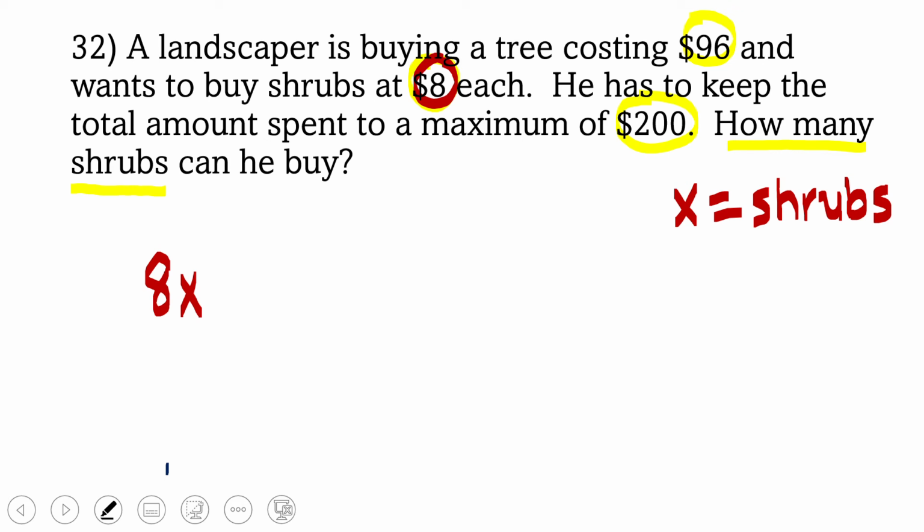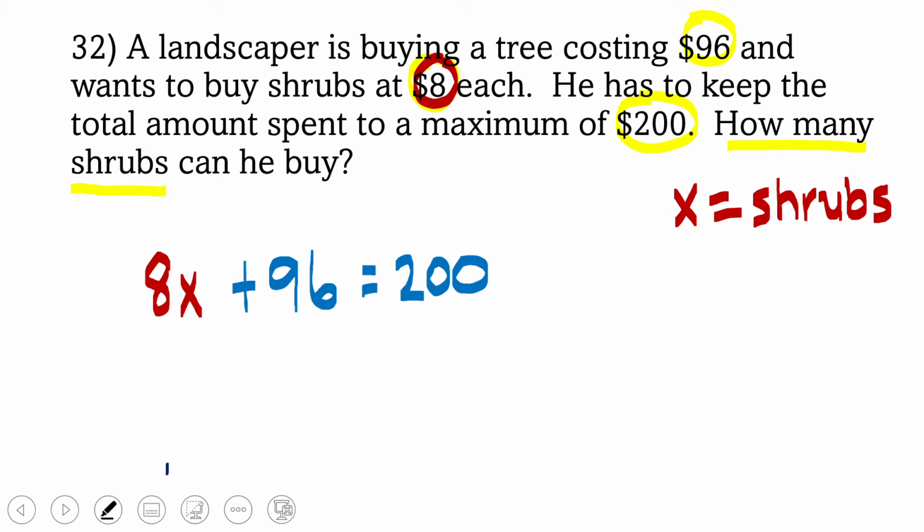However many shrubs there are, based on how much he can spend in the total budget. He's going to buy a tree that costs $96. That's set. He's also going to purchase that from the total budget he has. And he can only spend a maximum of $200. Match each number to the information in the word problem.